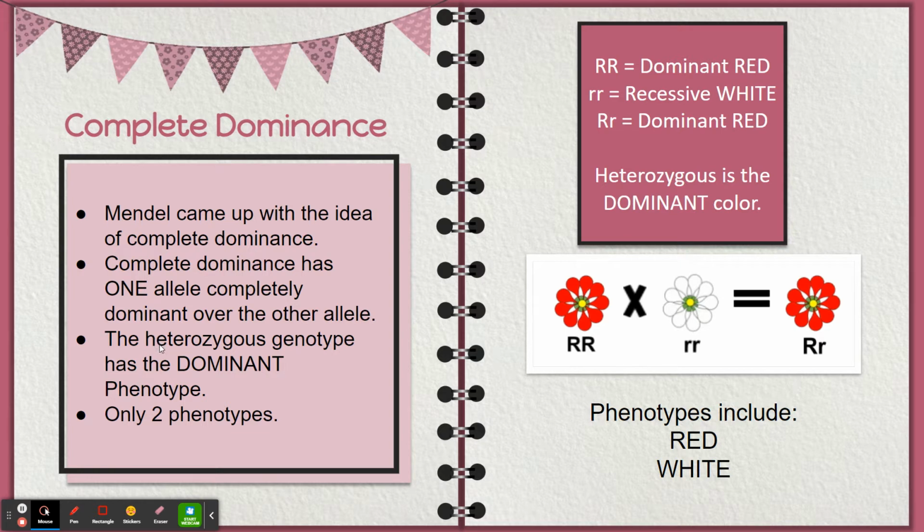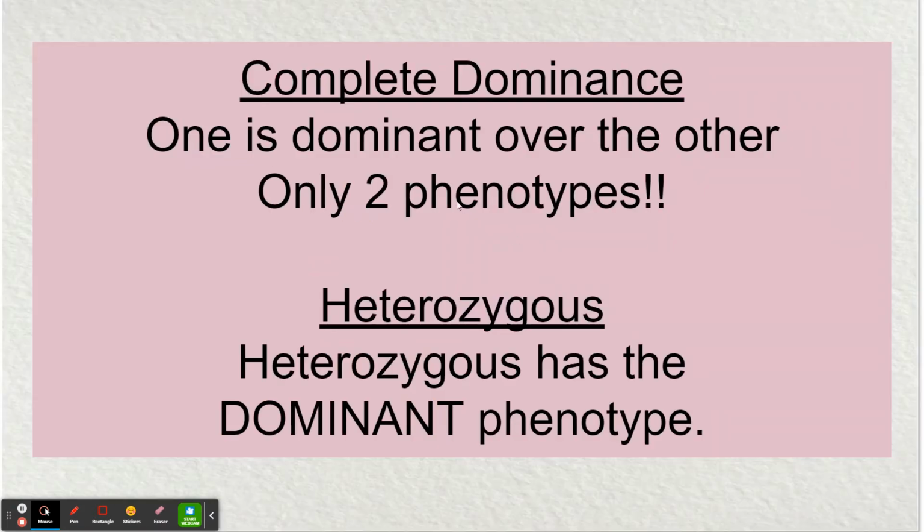As a reminder, the heterozygous genotype, in this case big R, little r, will always have the dominant phenotype. So heterozygous is dominant. And there are only two phenotypes. That's the big clue when it follows Mendel's law: you'll only see two phenotypes, the dominant phenotype and the recessive phenotype. So again, complete dominance, what Mendel told us: one allele is dominant over the other, there are only two phenotypes, and the heterozygous will have the dominant phenotype.